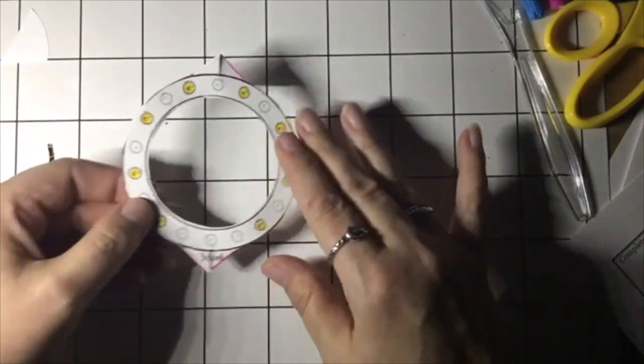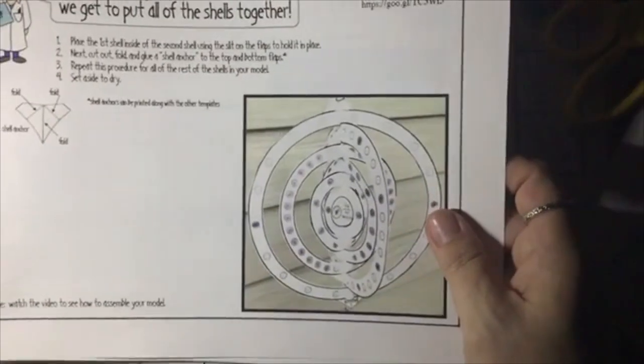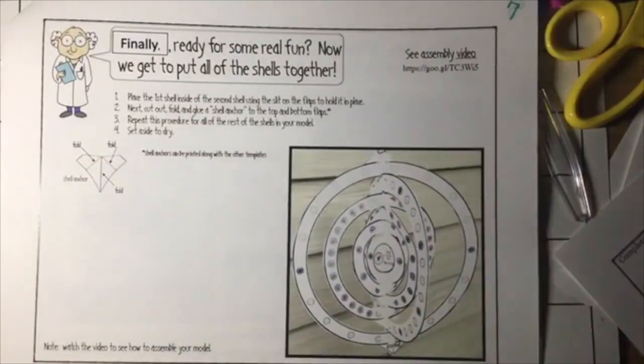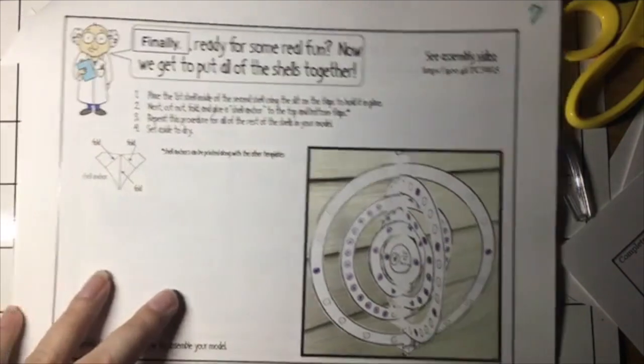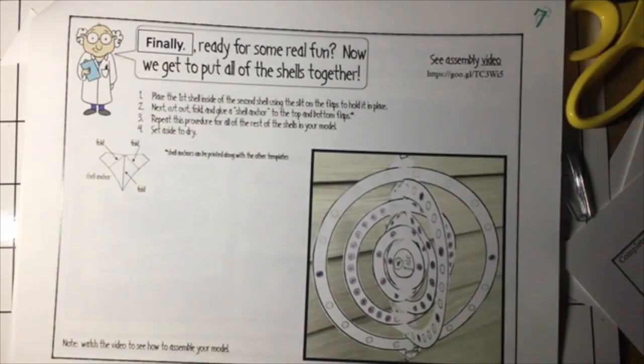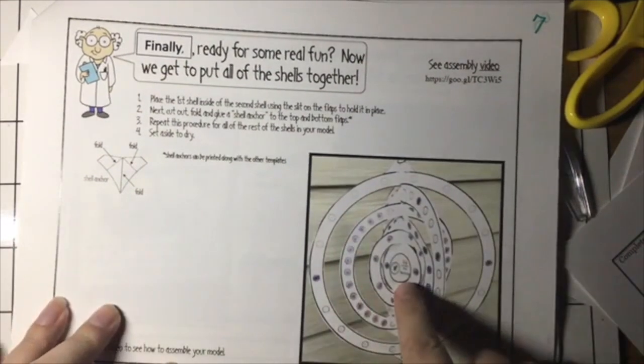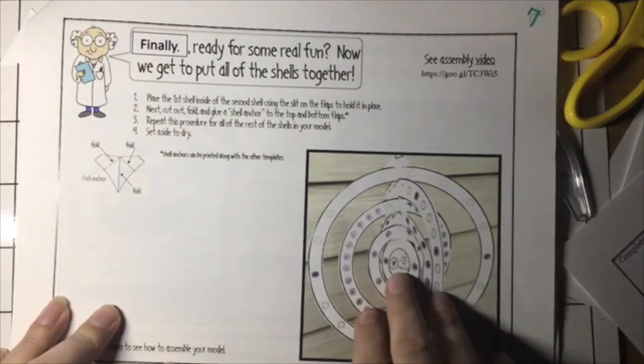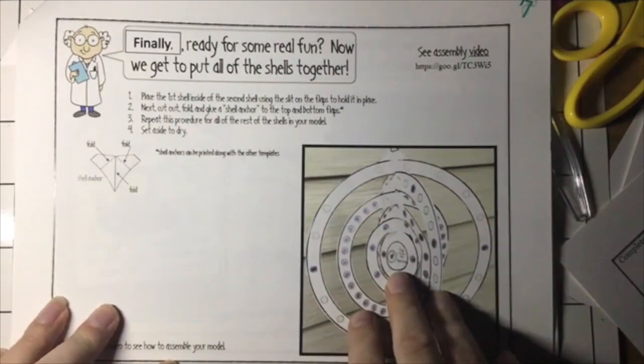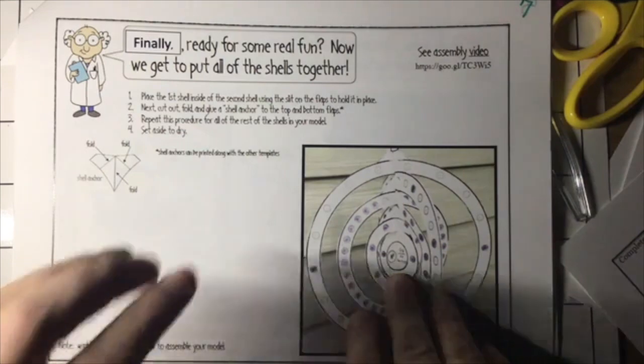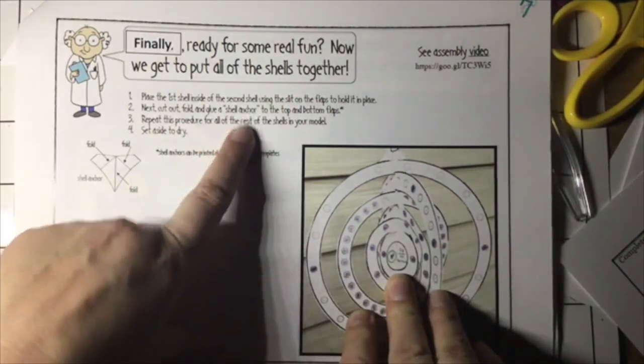All right, we're going to set that aside for a moment. And we are going to be on this page now. This is where we're actually going to start to put our shells together, so it starts to look something like this. Now this one has the maximum amount of shells. We're only using 3. So what we need is what's called shell anchors, okay?